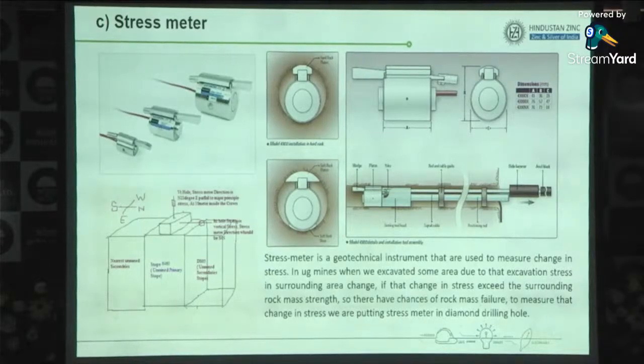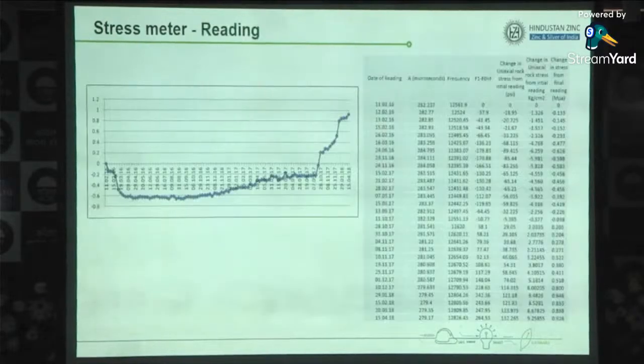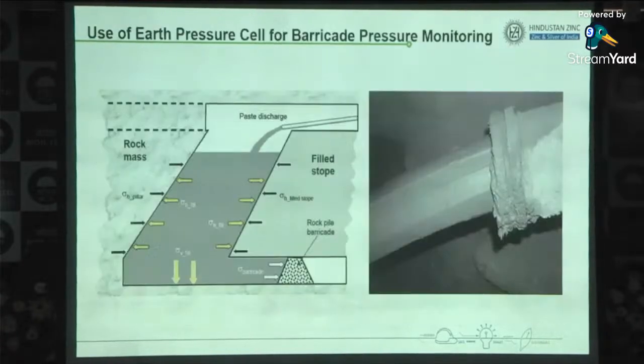Its reading is also coming on the surface at SK mine. Like you can see, gradually the stress cell had a negative reading, and when we started the blasting, a sudden change in stress started happening in the mine.